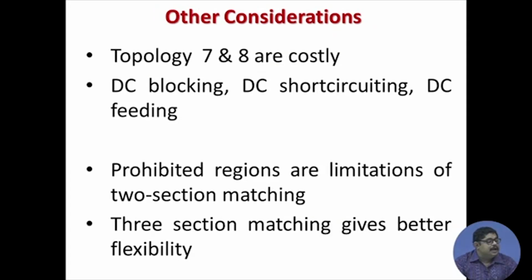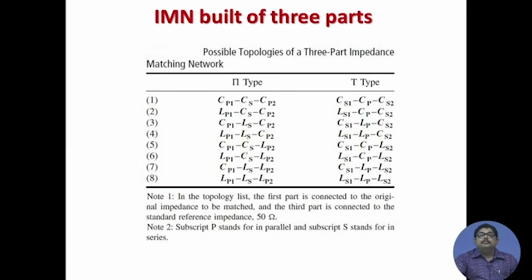So, based on that, prohibited regions are limitations of two-section matching. It is not guaranteed that you will be able to come out by any topology, but if you choose the proper topology, then in whatever way we have shown, you will not be in the prohibited region. So you have some choices there, but it is a limitation that by two parts you cannot always have a match. That is why 3 parts are better: an impedance matching network built of 3 parts.